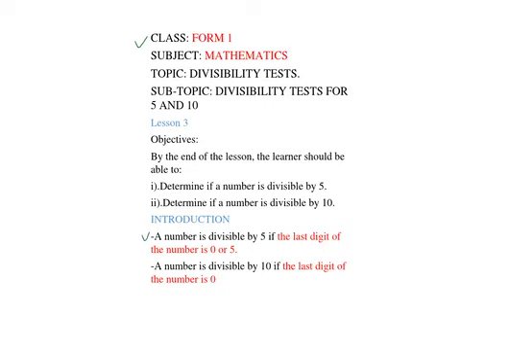A number is divisible by 5 if the last digit of the number is either 0 or 5. Number 2, a number is divisible by 10 if the last digit of the number is 0. So it has to be 0, the last digit, for that number to be able to be divisible by 10.